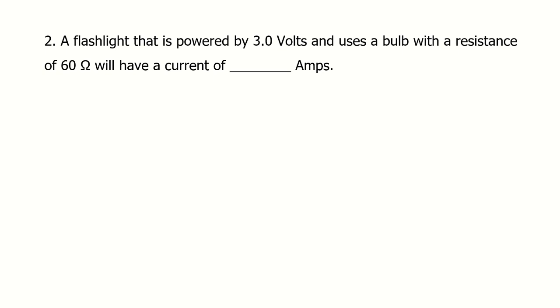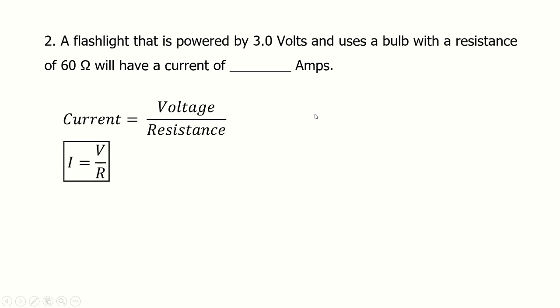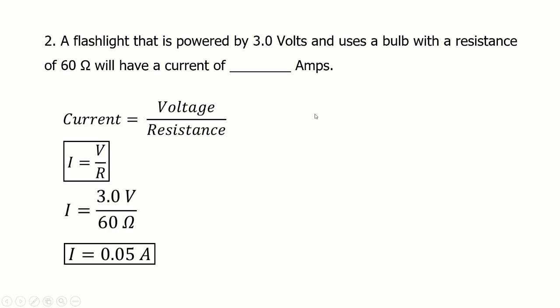Okay, so this is the same setup. We have a flashlight. We have a voltage here of 3 volts and a resistance of 60 ohms. What's the current in amperes? We will use the same formula. That's going to be 3 over 60. I is equal to 0.05 amperes.